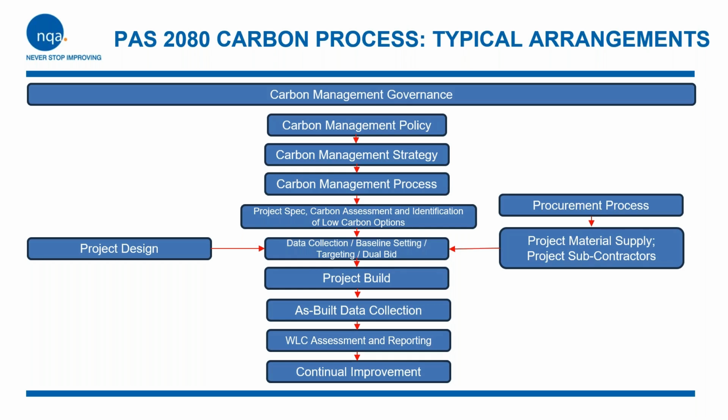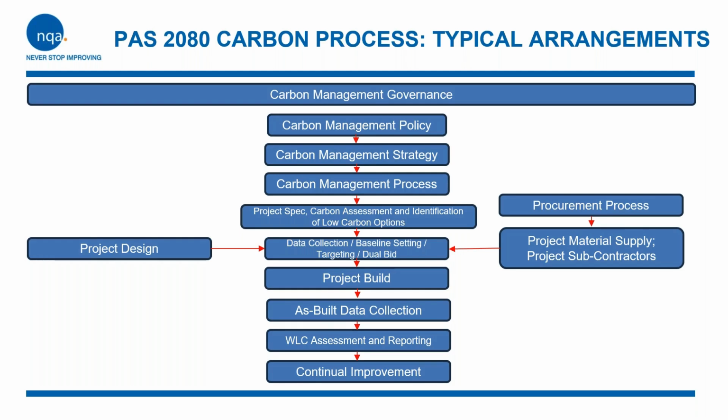So from the carbon management process, we're usually setting up the project specification. We are quantifying and identifying and undertaking the carbon assessment itself. So actually putting together numbers in terms of carbon against each of the activities, and in turn that allows us to identify low carbon options and low carbon opportunities that can be presented as part of a dual bid. So often there's a dual bid that takes place in PAS 2080.